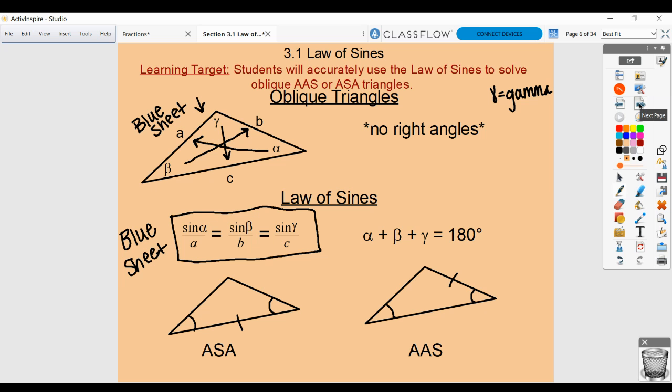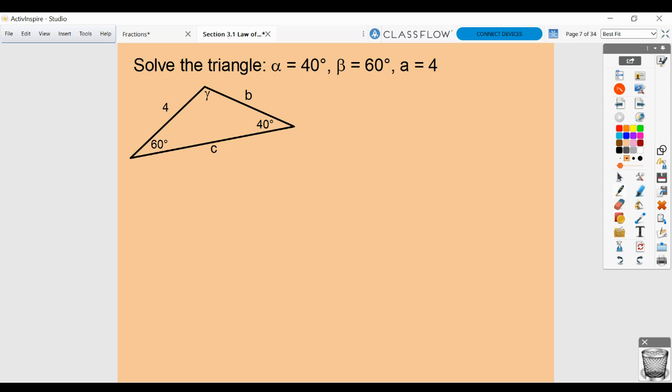So I have two examples that we're going to look at. This is basically kind of like solving right triangles that we did with 1.8, except now we're just dealing with oblique triangles. So I have alpha as being 40 degrees, beta as being 60 degrees, and side A as being 4. So same thing as what we did in 1.8. Whatever side you're missing, you need to put your answers in a box so it's easy to find and easy to keep organized.